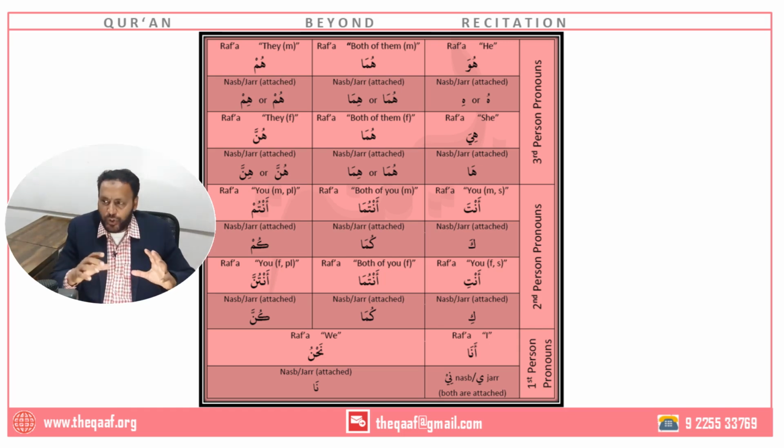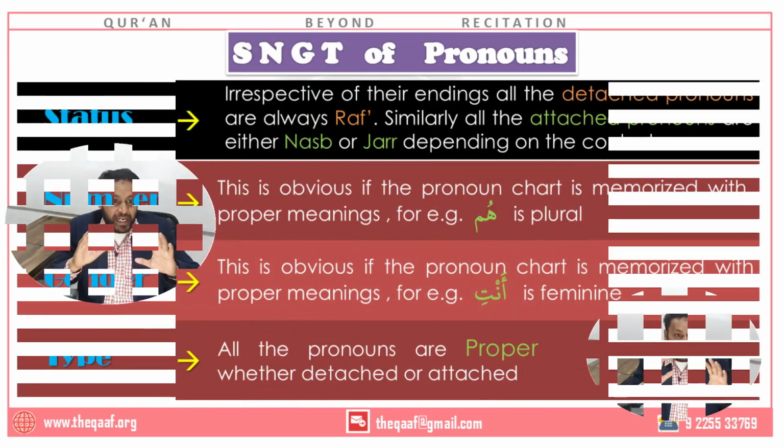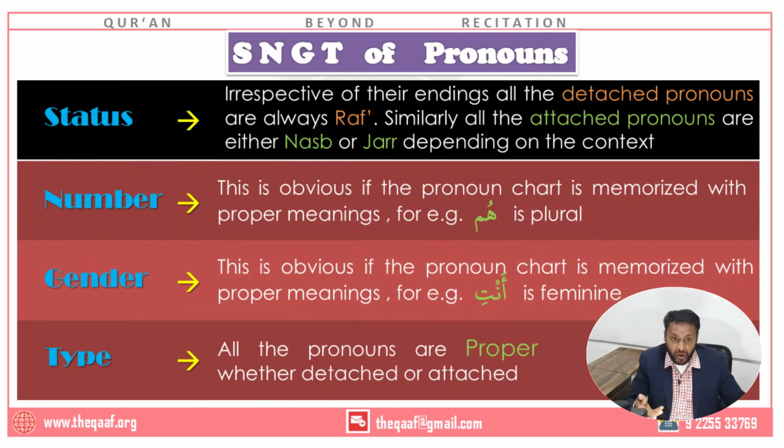Now, as I told you, all the pronouns are isms, and every time you come across the word ism, the first bell that should ring is: what is the SNGT? So I just told you the status. How do we do the status? We don't look at their ending. The status is done by knowing whether the pronoun is attached or detached. So status, irrespective of the endings, all the detached pronouns are rafa. Similarly, all the attached pronouns are nasb jar.